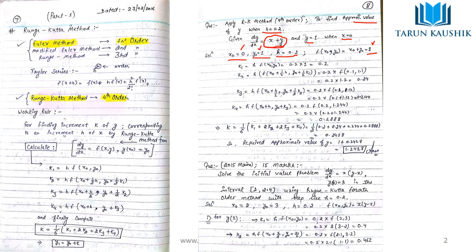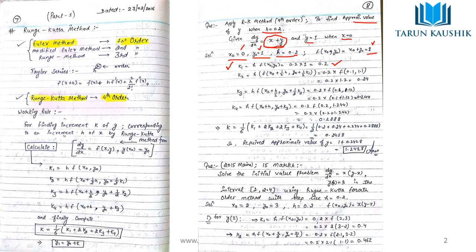Now you can calculate k1, that is h into f(x0, y0). This comes out to be 0.2. Now k2 can be calculated like this: h into f(x0 plus half of h, y0 plus half of k1).